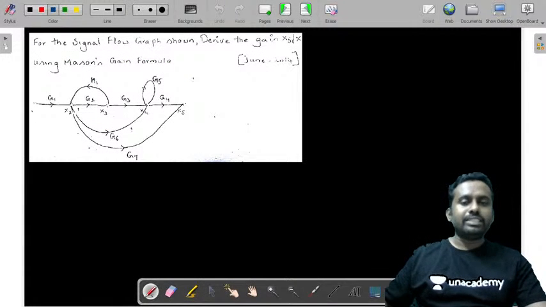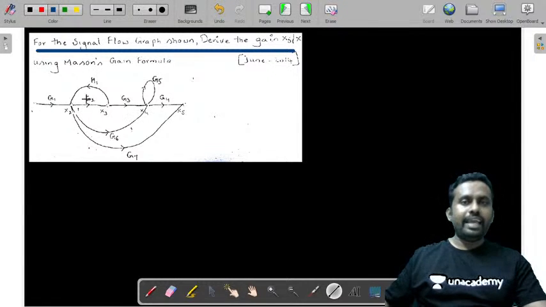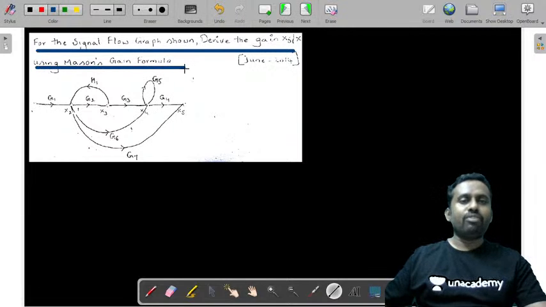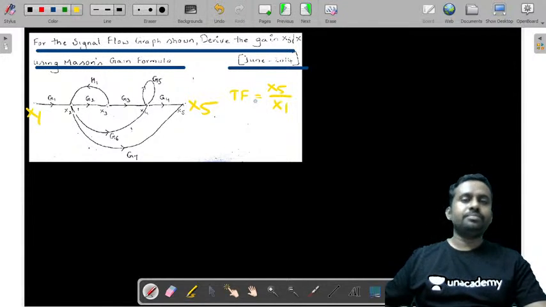If you see this question, for the signal flow graph shown, derive the gain x5 by x1 using Mason's gain formula. This is one of the questions asked in university examinations. So I'll write this. This is x5 output and this is x1. We already know transfer function is equal to output by input, so Laplace transform of output by Laplace transform of input, and this is the signal flow graph that is given.